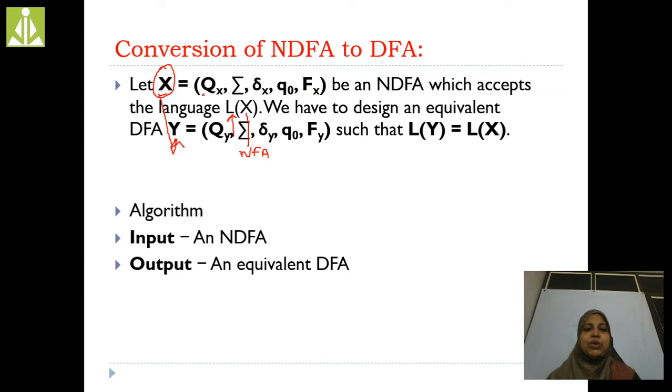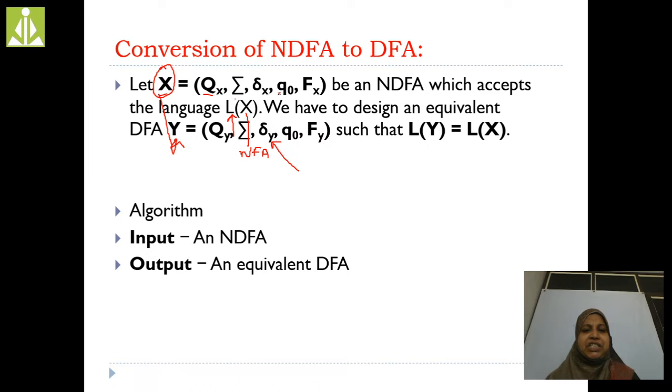Here Qx is the number of states present in the NFA or NDFA. Sigma is the set of input symbols. Input symbols are the same in DFA and NDFA. Now the transition function is different from NDFA to DFA. We have to construct a new transition function for this DFA.